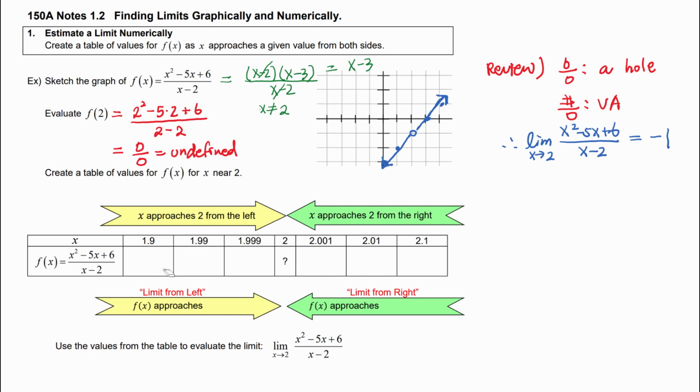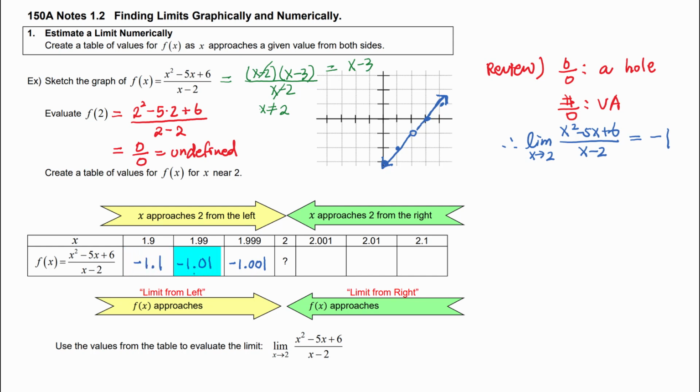If x was 1.9 and you calculate correctly, you are going to get -1.1 as a result. What about if x was 1.99? You plug it in and you're going to get -1.01. What if x was 1.999? If you calculate correctly, you're going to get -1.001. Okay, so what do you think this y value is trying to reach?